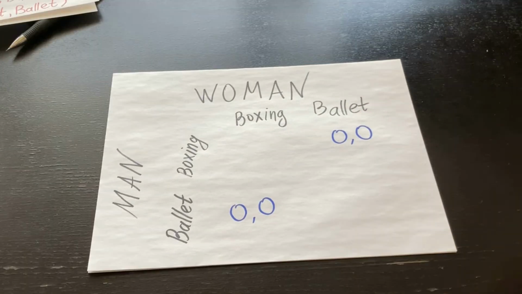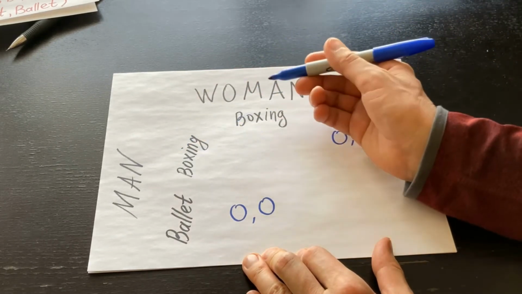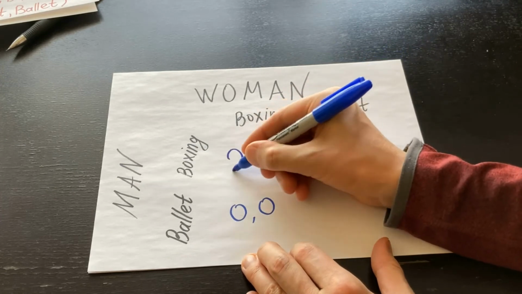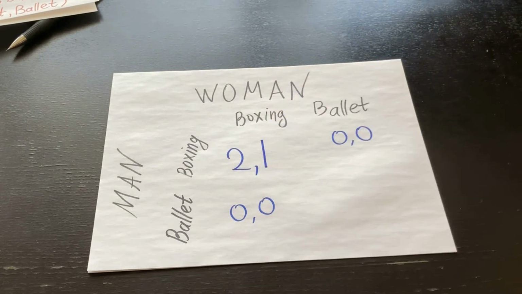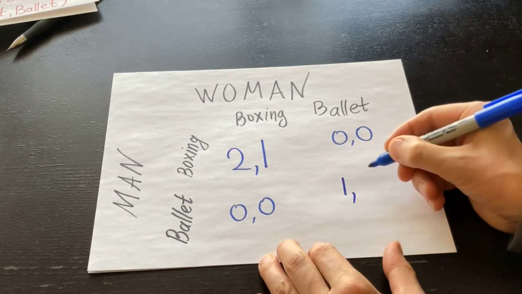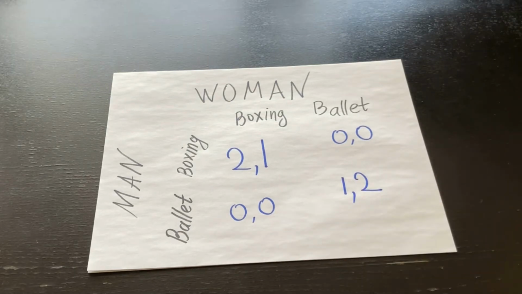If they go to the boxing match, the man will enjoy it more than the woman, so he will get 2 units of happiness and she will get 1 unit. And if they go to the ballet, the woman will enjoy it more than the man, so the man will get 1 unit of happiness and the woman will get 2 units. They can't call each other, they can't talk to each other, they can't coordinate, so the man has to make a decision alone. And the woman has to make a decision alone.